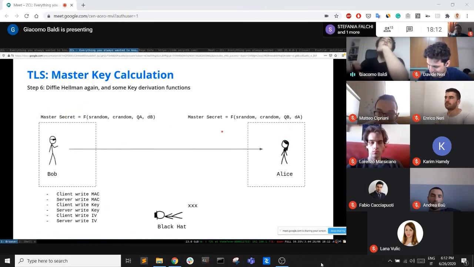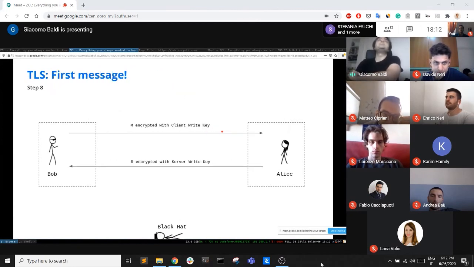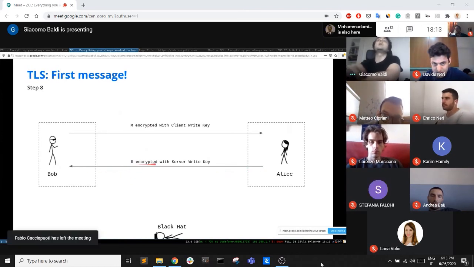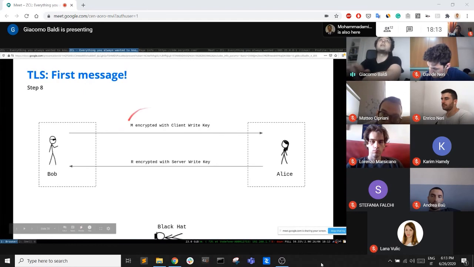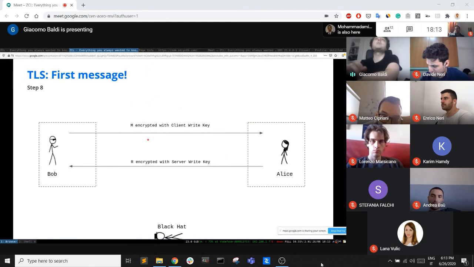Bob and Alice managed to generate their own master secret, so they can go on with the communication without Black Hat doing anything. And then finally, we exchange the message. Bob can send the message M encrypted with the client write key that they both agreed on, and Alice can answer with the response encrypted with the server write key. Black Hat is dead. It cannot understand what they are talking about. So now finally we have privacy.